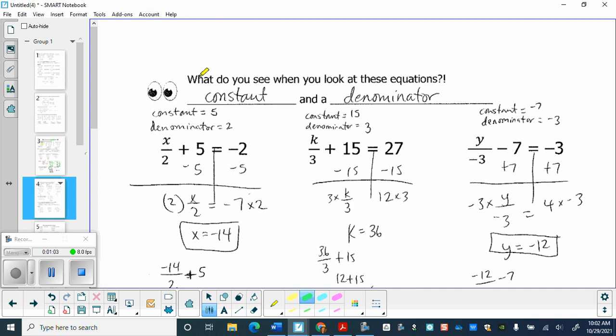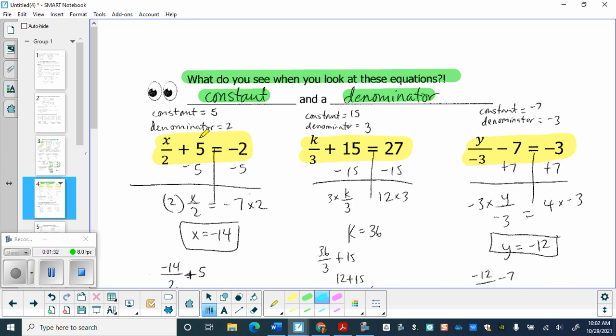My first question is, what do you see when you look at these equations? We see a constant and we see a denominator. That's what all of these have in common. You've got three equations at the top, and what they all have in common is a number by itself and a number under the variable. So we have a constant and a denominator every single time. Let's start by focusing on this first problem.